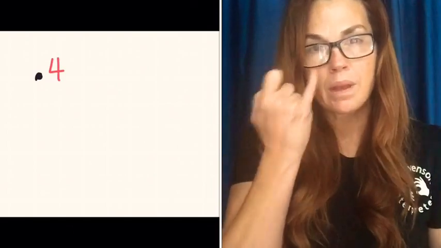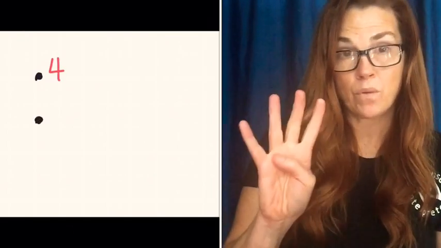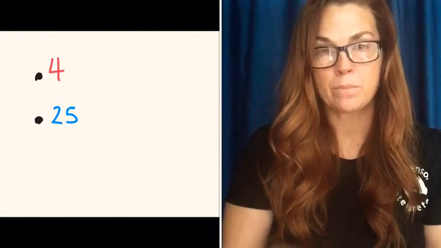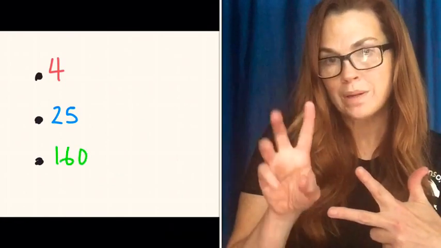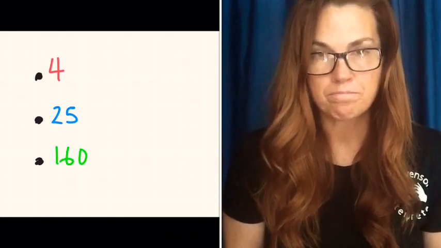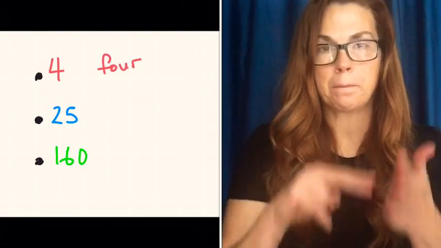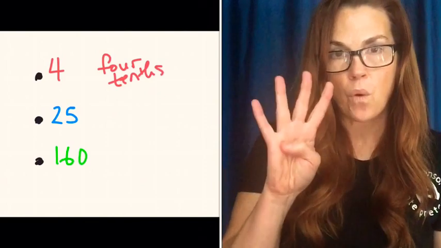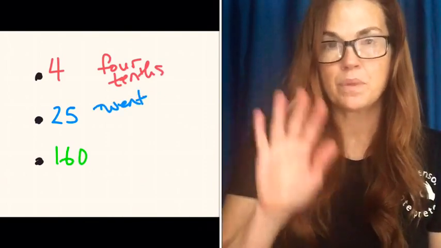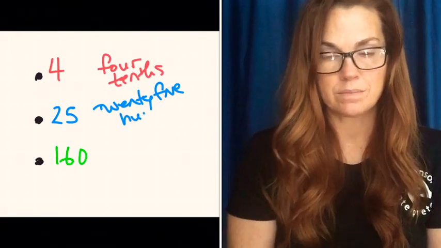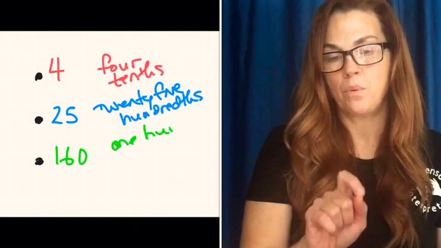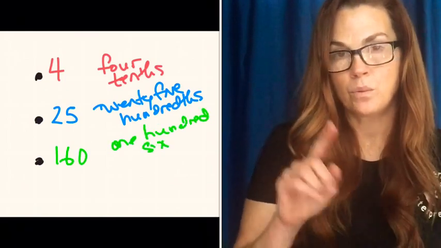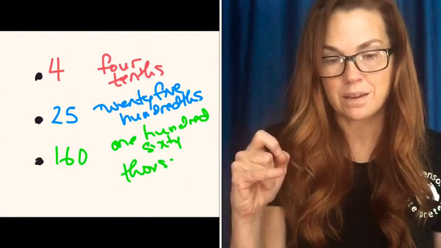So if we're working with the decimals 0.4, 0.25, 0.160, then that means we're working with the decimals 4 tenths, 25 hundredths, and 160 thousandths.